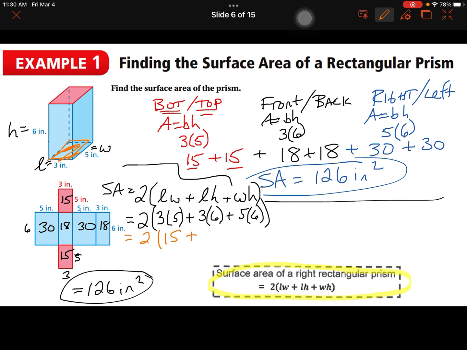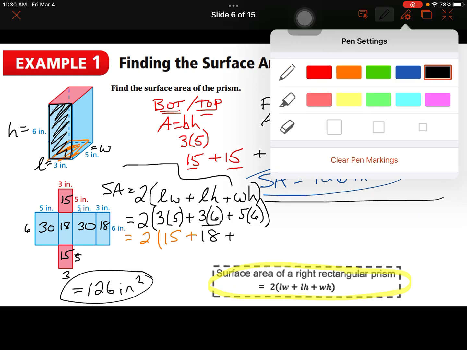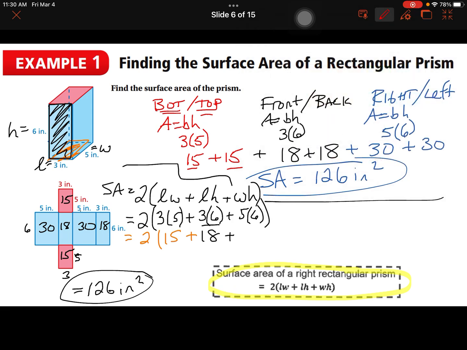The 3 times 6 is, well, if I trace it, 3 times 6 is the front, and that's 18. And then I have, finally, the 5 and 6. Well, that 5 and 6 would be this side, which is 30. And notice, if you look back up to the top, our bottom was 15, our front was 18, and our right side was 30, and we're going to add all those together.